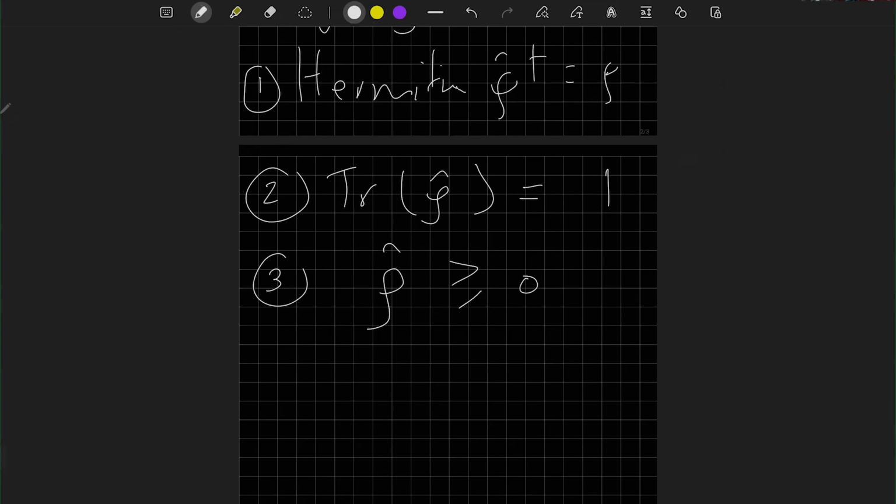So these are the properties of a density operator, but this is for a pure quantum state. A pure quantum state can be represented either by a ket, a vector, or a density operator. However, general states are not pure.